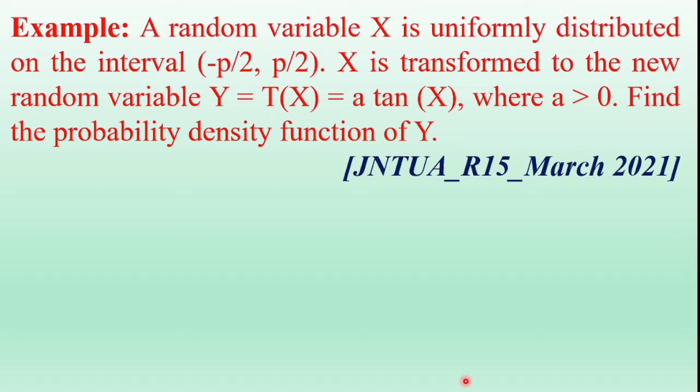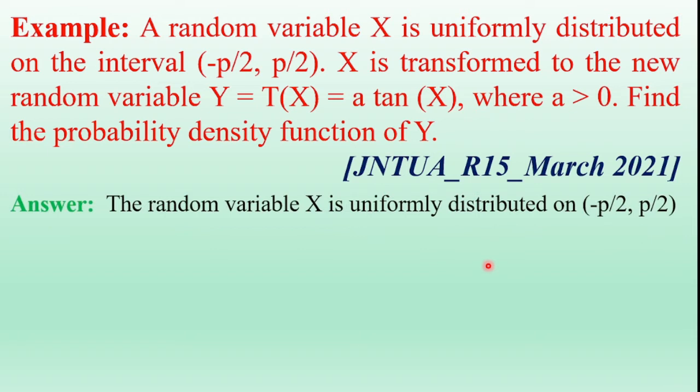In this video, I am going to discuss an example of transformation of a random variable. This is a previous examination question. The example: a random variable X is uniformly distributed on the interval minus π/2 comma π/2. X is transformed to a new random variable Y equal to the transformation of X, which is equal to a tan of X, where a is greater than 0. Find the probability density function of Y.